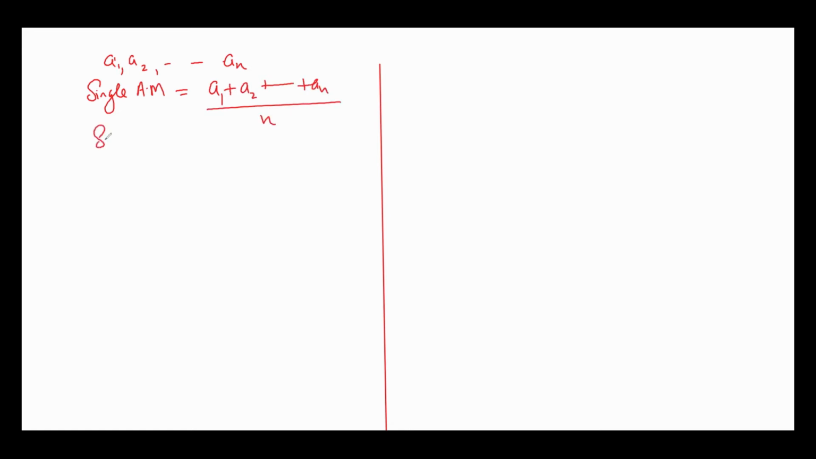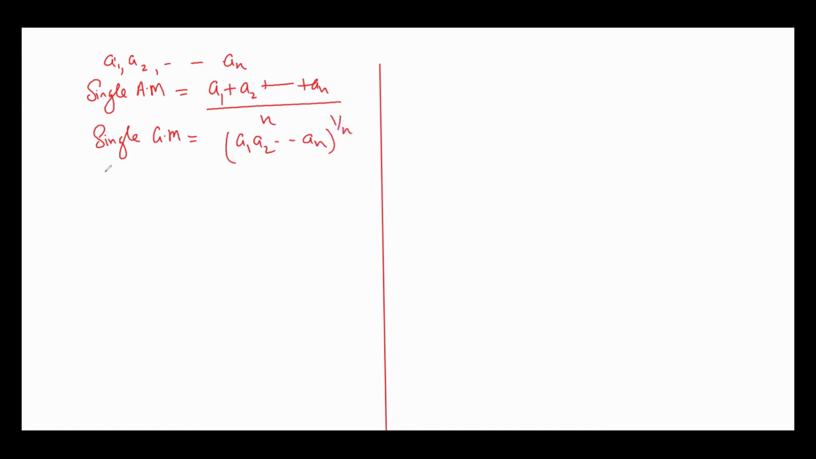And already I told you that for GP you have to just interchange the plus sign with multiplication, minus with division, and the coefficient goes in power. So when I use that, this comes out to be A1 into A2 into AN, and the coefficient goes in power. So this is the single GM.